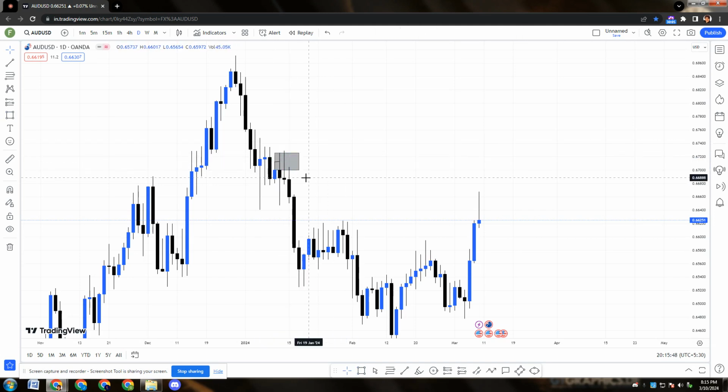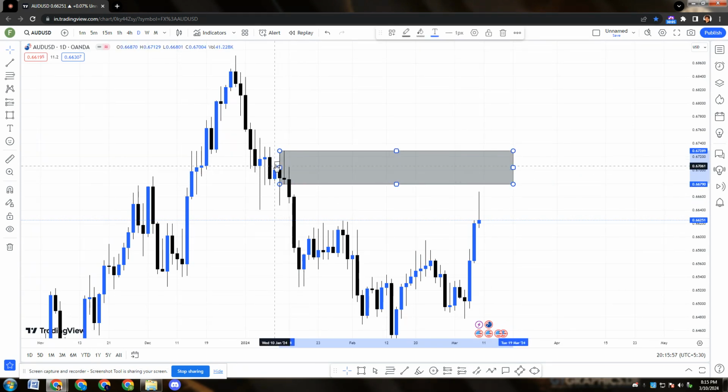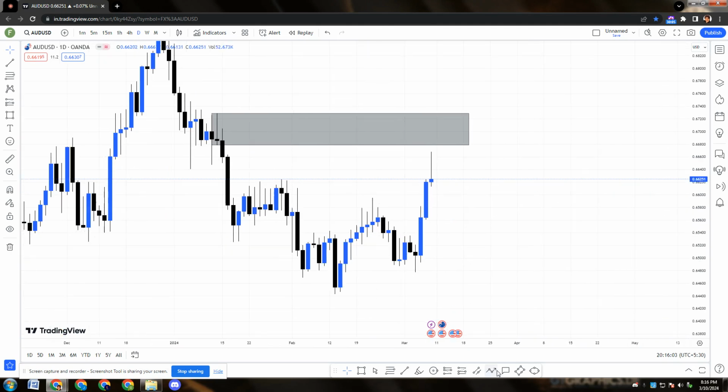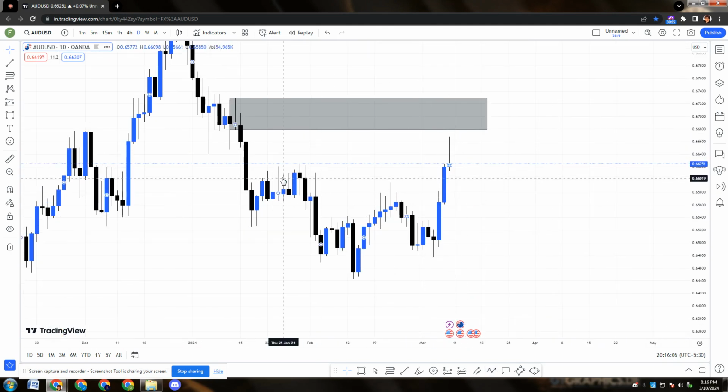Okay, but what happened? Another candle took out the high of this one. This is just because of the volatility of the market, don't worry about that. So that is our new supply zone, which will lead the market in some days. Okay, now there are some new supply zones.